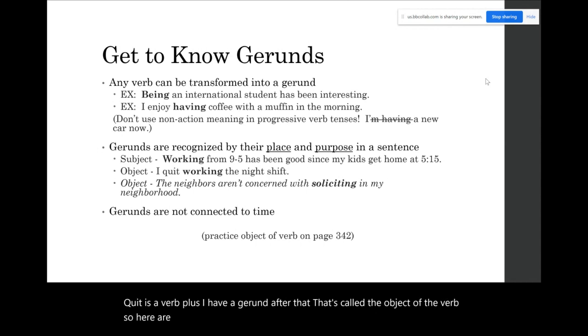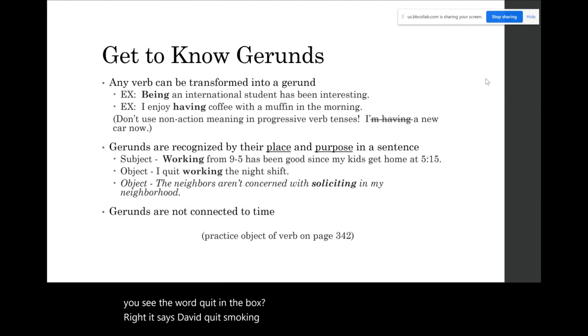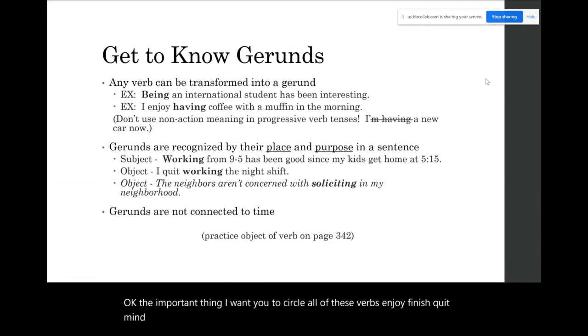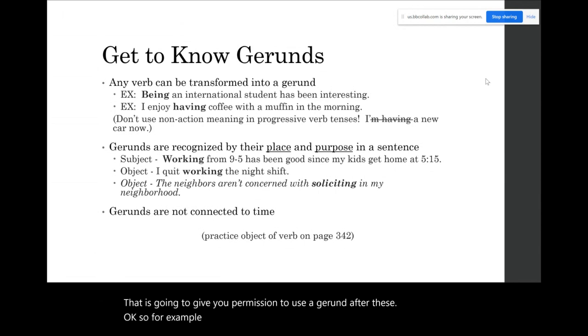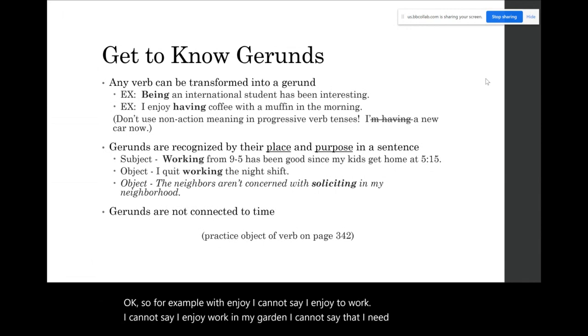So here are some more examples of verbs that go with gerunds. Now, do you see the word quit in the box? It says David quit smoking, right? Okay. The important thing, I want you to circle all of these verbs. Enjoy, finish, quit, mind, postpone, all of these. These are the keys. If you have one of these verbs in any tense, it can be past, present, future, or whatever, that is going to give you permission to use a gerund after these. Okay, so for example, with enjoy, I cannot say I enjoy to work. I cannot say I enjoy work in my garden. I cannot say that. I need to use a gerund after these verbs.